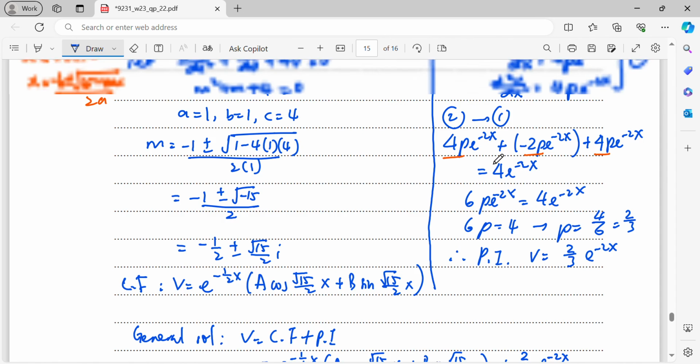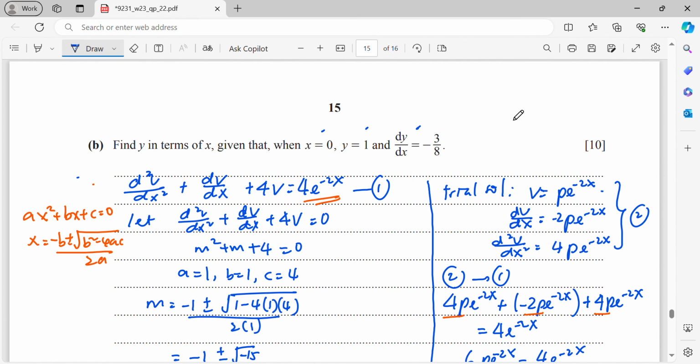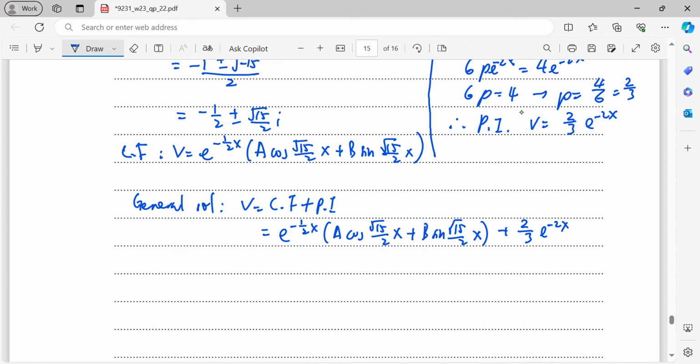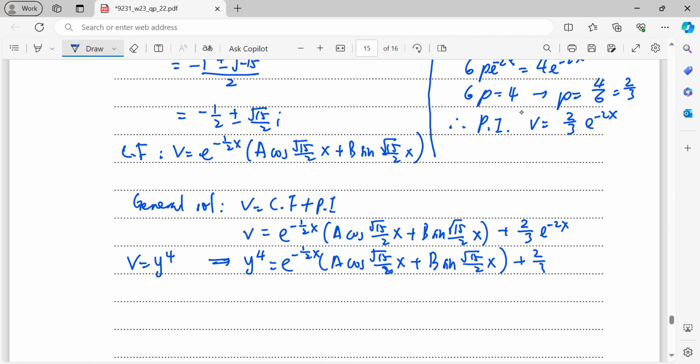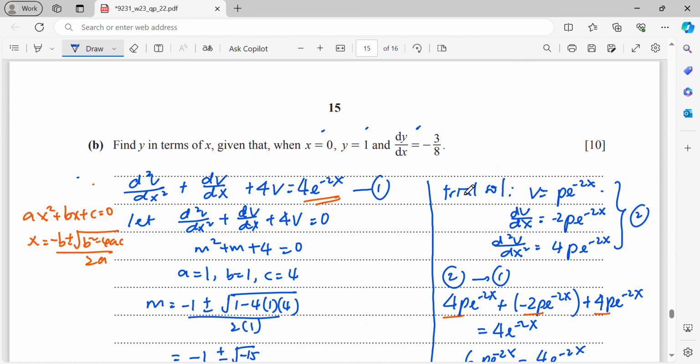Okay, now look at here. You are given x, y, and dy dx values. So now I will change back. Remember, your v is y to the power 4. So from here I will write y to the power 4 is all these results. Okay, so now replace the values because now our solution will be in terms of x and y.